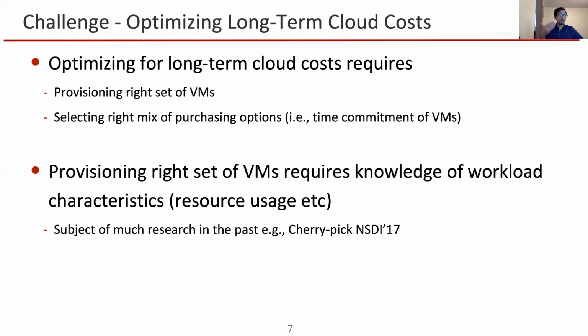The first problem statement here is selecting the right set of VMs. This requires knowledge of workload characteristics like resource usage, etc. And it has been the subject of much research in the past. Example, Cherry Pick, NSDI 2017.